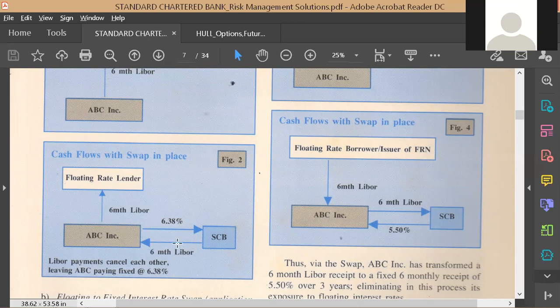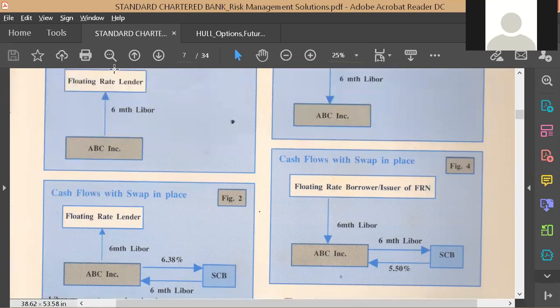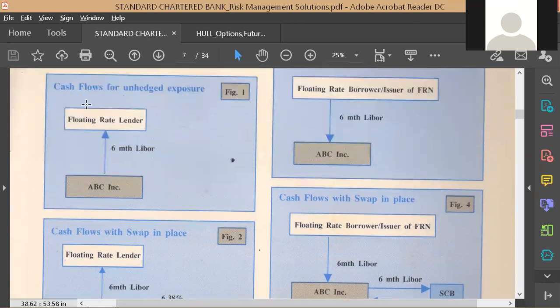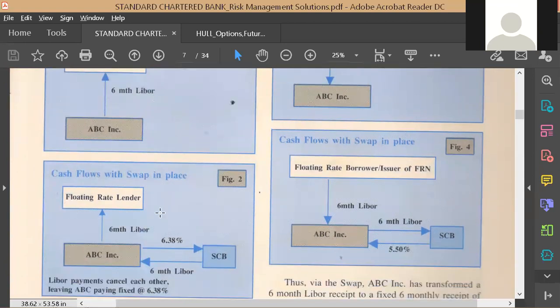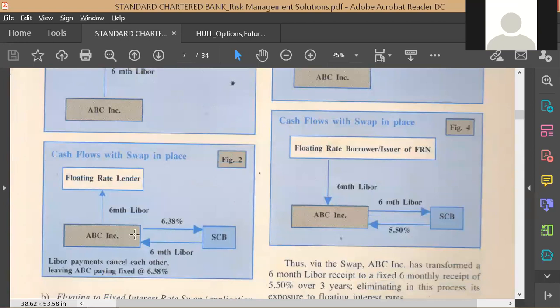What it does is, you see the 6-month LIBOR cancels out. They had an underlying loan, so this is unhedged exposure. And then you have the swap in place. You're not disturbing the underlying position, you're still paying your lender, but your net exposure canceled out because you paid on a dollar IRS. So you pay a fixed rate only and you receive the LIBOR. The LIBOR out, LIBOR in cancel out, and you're left with paying 6.38.